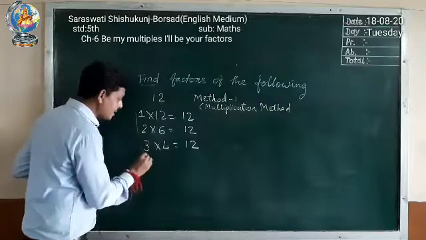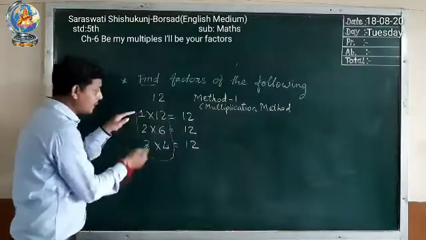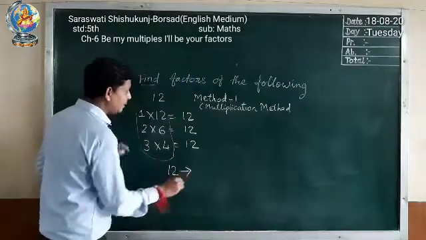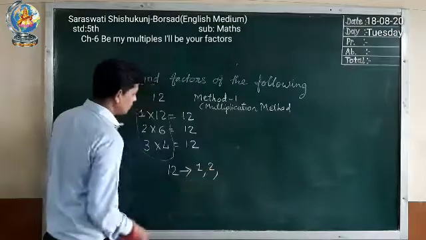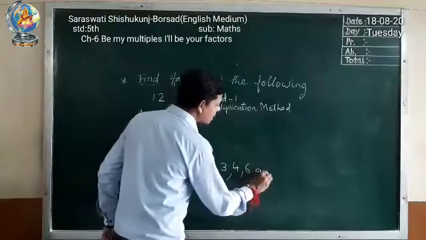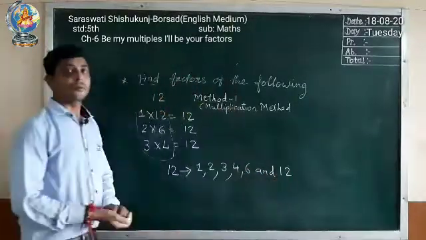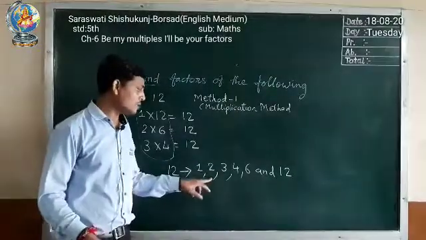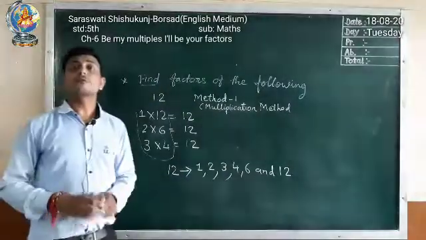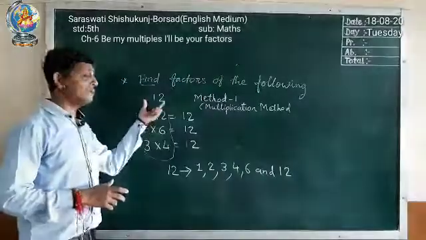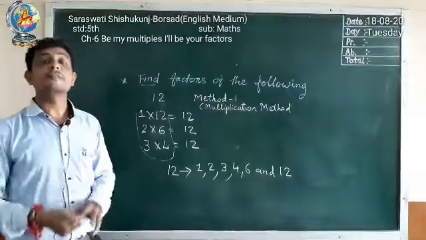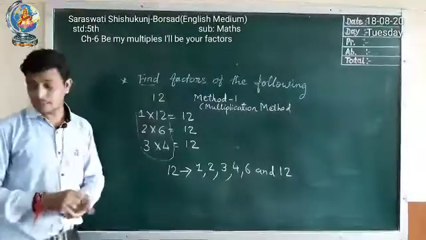That means you have to see it like this in a U shape, so you will get it like this. Okay. So the factors of 12 we can write here: 1, 2, 3, 4, 6 and 12. So we can say that 1, 2, 3, 4, 6 and 12 are the factors of 12. Hope you have understood how to find the factors of any number with the help of the multiplication method. Now we will use the division method to find the factors of 12.